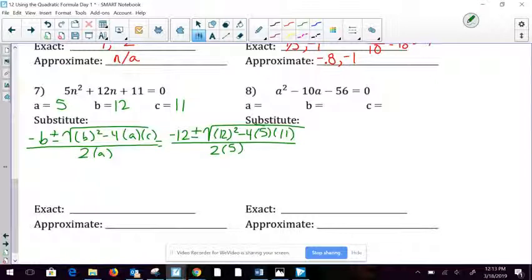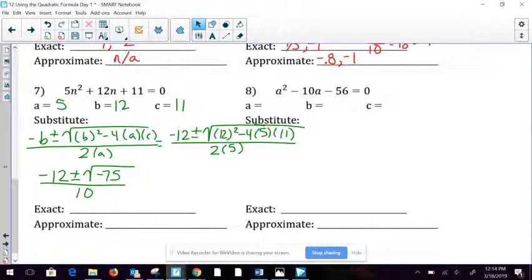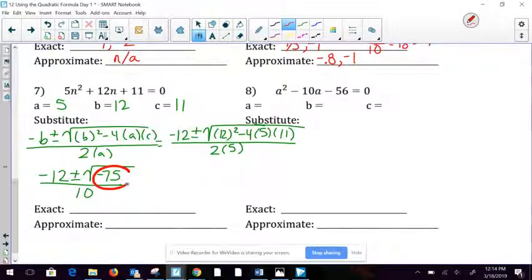Awesome. So now remember, we need to simplify the discriminant and the denominator. So I have -12 plus or minus the square root. And what is 12 squared minus 4 times 5 times 11? Yeah, you get a -75 over, yep, 2 times 5 is 10. Uh-oh, there should be alarms going off in your head right now. We have a negative under the radical. So what does that tell us? Right, there is no solution.